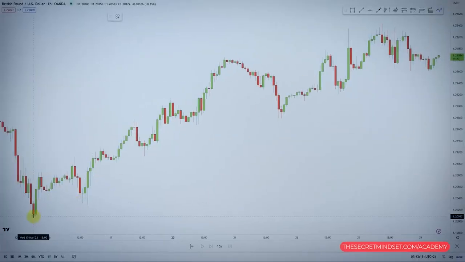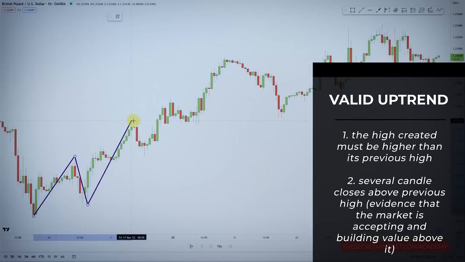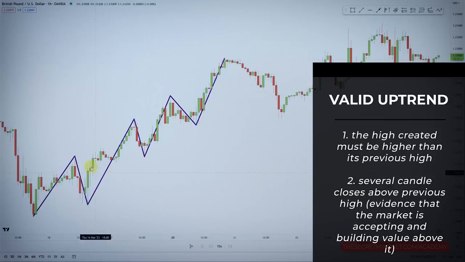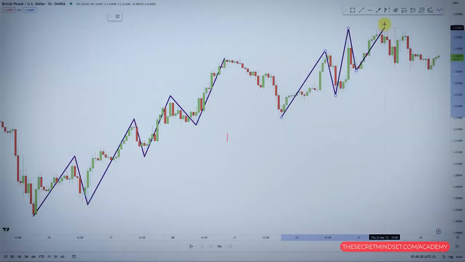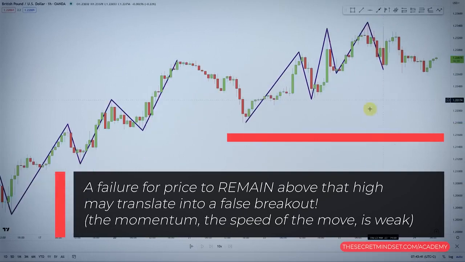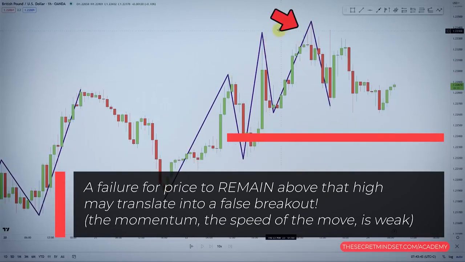To confirm that a bullish trend or an upcycle is evolving in a healthy manner, not only do we need to see the high created being higher than its previous high, but we also should expect at least several closes above that high. This is further evidence that the market is accepting and building value above it. A failure for price to remain above that high may translate into a false breakout. And while this price move still qualifies as a new high in the cycle, the momentum, the speed of the move, is weak.